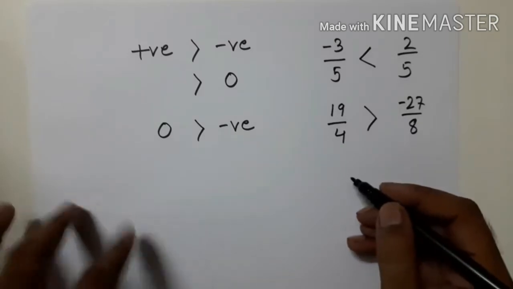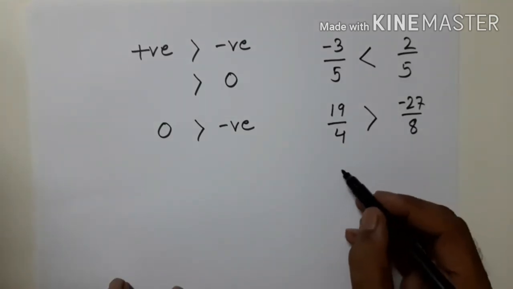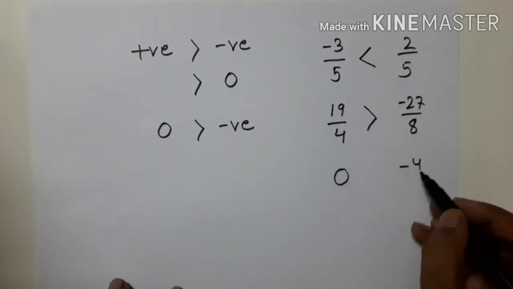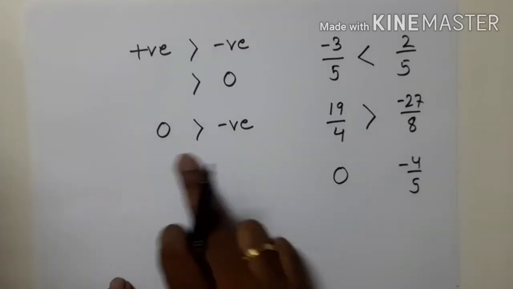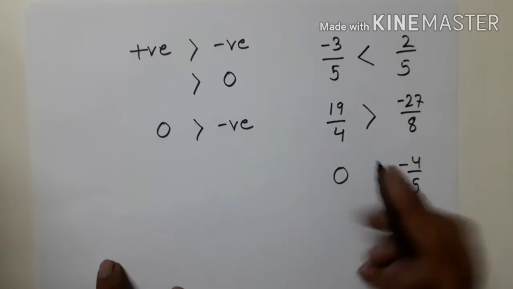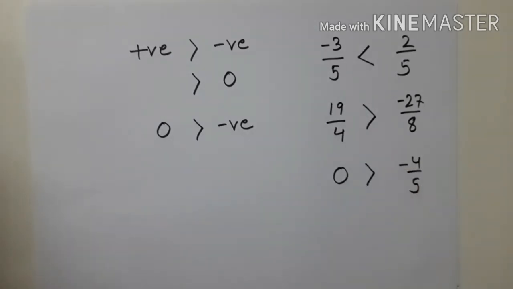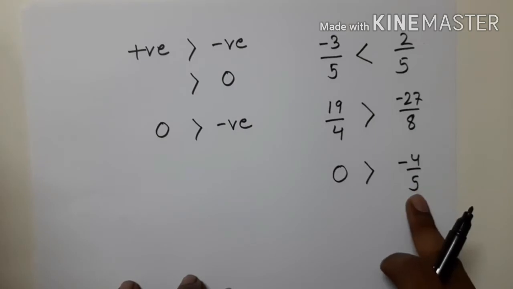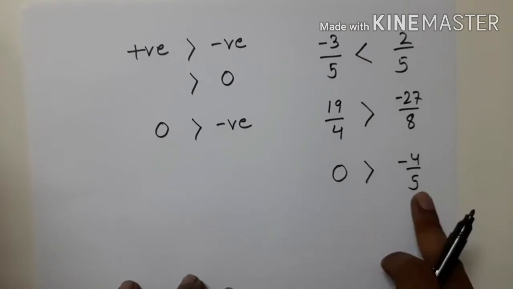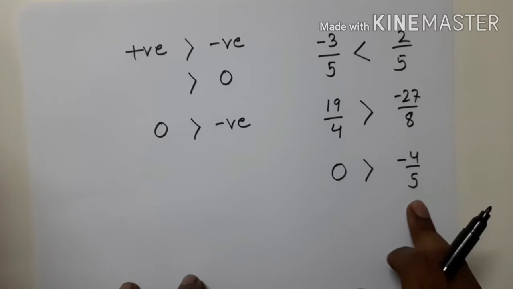Next, suppose we have 0 involved. Suppose we have 0 and minus 4 by 5. As we discussed, 0 is always greater than all the negatives. So 0 will always be greater, whatever the negative rational number may be. So 0 is always greater than all the negative rational numbers.